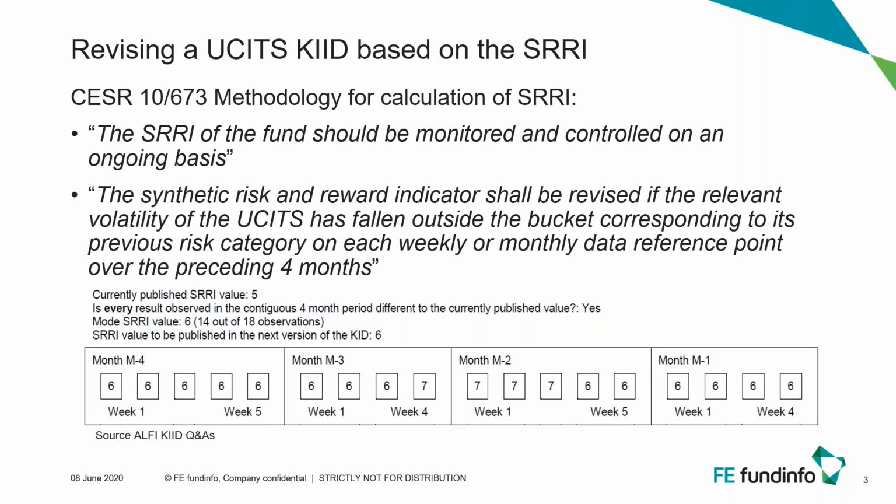In the example shown here, taken from the Luxembourg Industry Association ALFI's Q&As in the lead up to the launch of UCITS KIIDs, the fund has a published SRRI of 5, but over the 4 month period, the weekly calculations throw up mostly 6s and a few 7s. So the KID needs to be updated without undue delay to show an SRRI of 6. If a single instance of a 5 had appeared at any point in that timeline, the clock would start again and a published KID would be valid for at least the next 4 months.